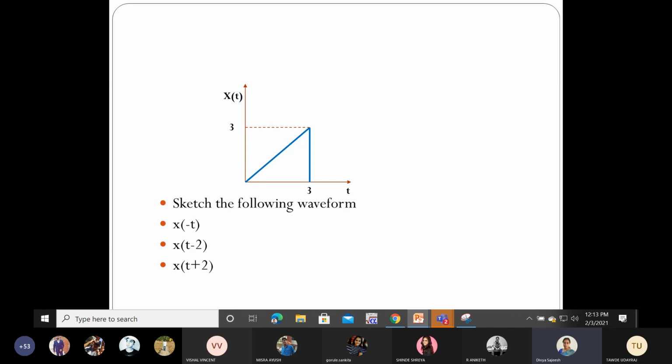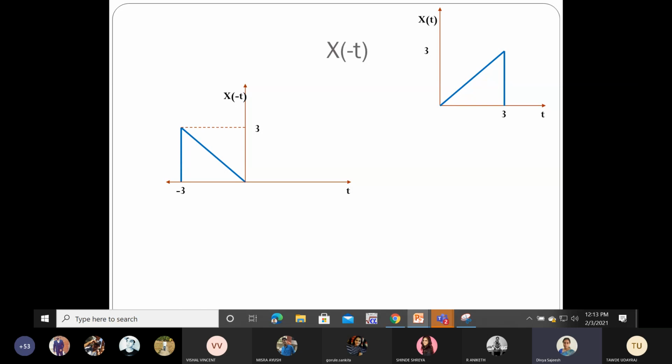Now let us see the first one, x of minus t. About the origin or about the y axis you are flipping the signal. This is your original signal x of t. Now this is your x of minus t. So nothing will happen to the magnitude. Magnitude will be as it is, 3 only on the time axis. Now the portion of the signal that was at 3 has shifted to minus 3 position. So it is flipping of the signal about the y axis, or the mirror image, or the reflection of the signal.